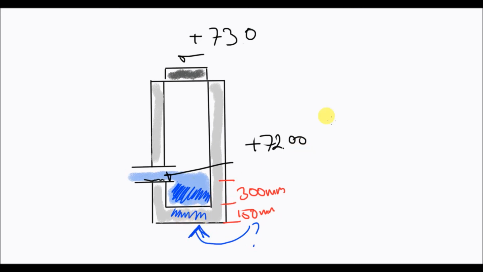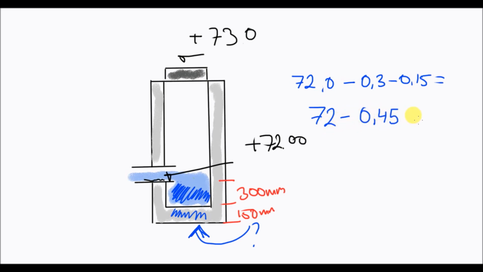Once again, if we add these numbers together, 300 mil and 150 mil below the invert, that's 0.45 meters lower than the invert, so the total calculation would be 72 minus 0.3 minus 0.15, and that is equal to 71.55. That would be the excavation level.